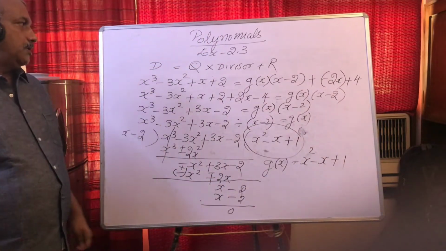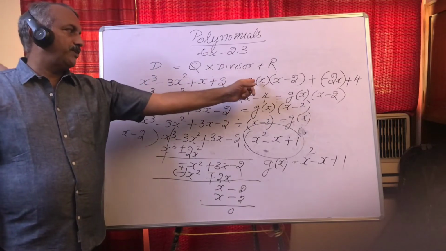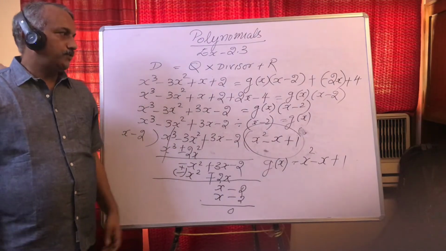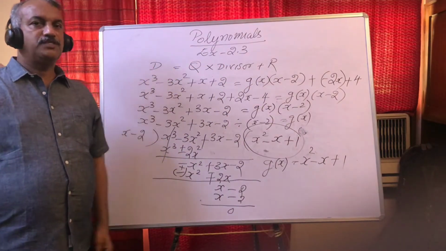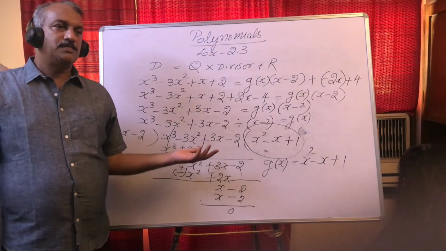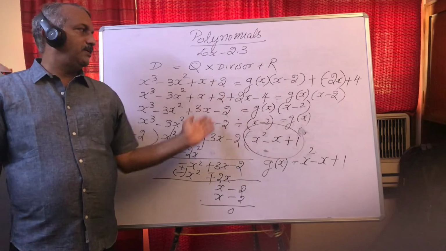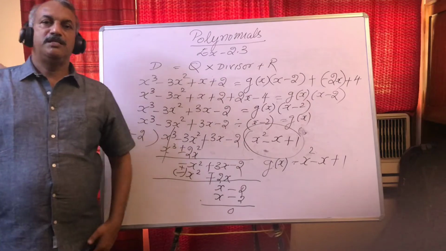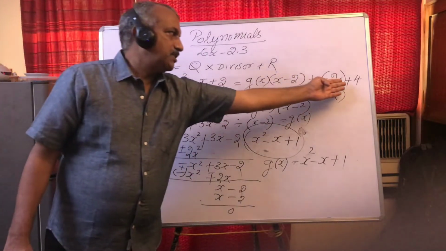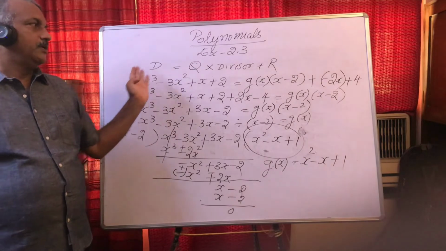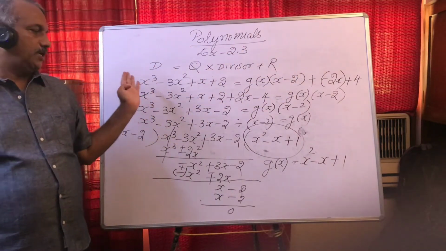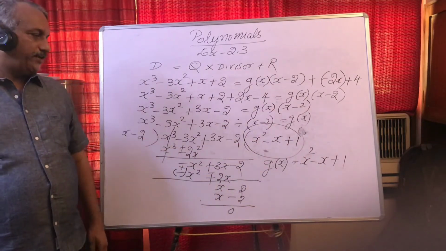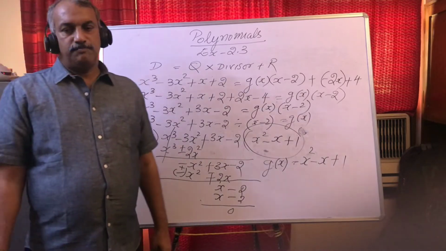So the dividend is this one. g of x we have to find out, and g of x we got x square minus x plus 1. So this formula you have learned in 5th standard and all. When you are asked to check the division of numbers, we use this formula. Same formula we are using in the case of polynomials also. Dividend is equal to divisor into quotient plus remainder. First we take the remainder to this side, change the sign. Then we take this x minus 2 and divide. Whatever is the answer, that is the divisor. So g of x is equal to x square minus x plus 1.